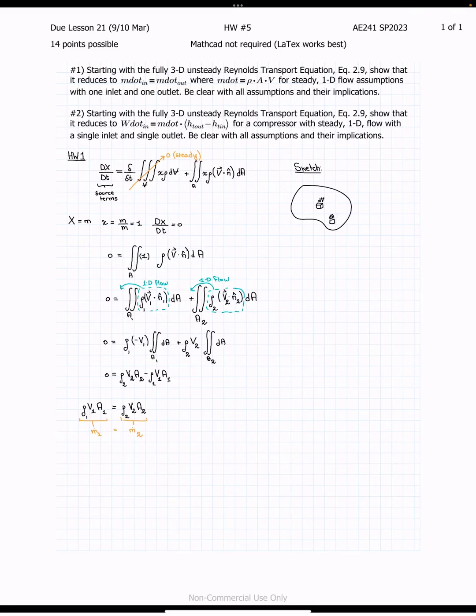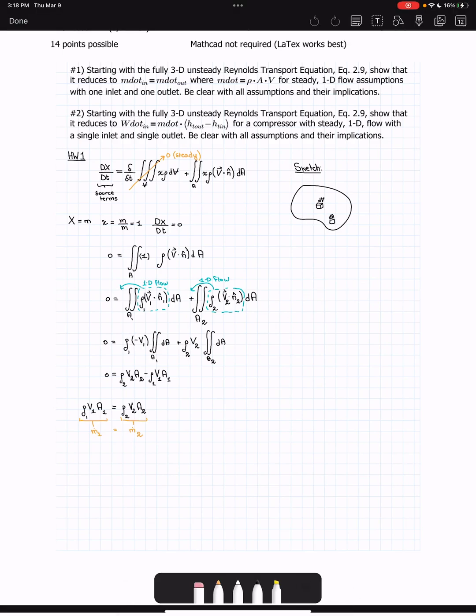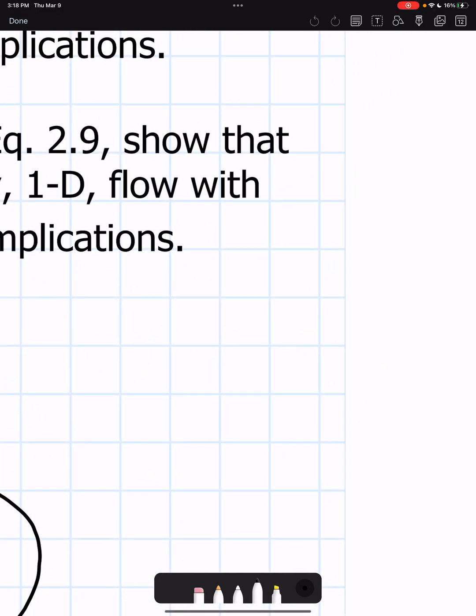Now, looking at problem 2, starting with the fully 3D unsteady Reynolds transport equation, show that it reduces to W dot in equals M dot times HT out, where the subscript T means total enthalpy out minus total enthalpy in for a compressor with steady 1D flow with a single engine outlet. There are a couple more assumptions that you need for this one.